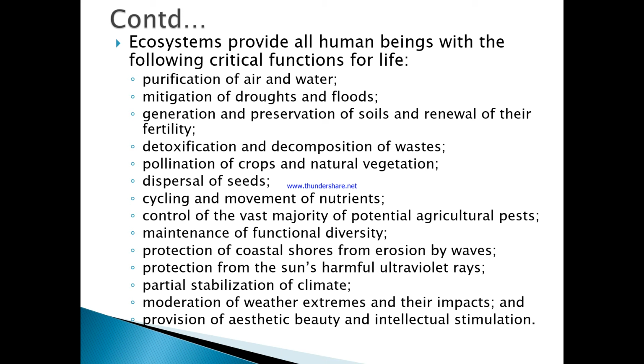Pollination of crops and natural vegetation. Dispersal of seeds, that is due to pollination. Then cycling and movement of nutrients. Then control of the vast majority of potential agricultural pests. Then maintenance of functional diversity, protection of coastal shores from erosion by waves, protection from the sun's harmful ultraviolet rays, partial stabilization of climate, moderation of weather extremes and their impacts, and provision of aesthetic beauty and intellectual stimulation.